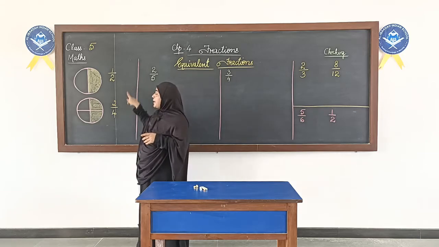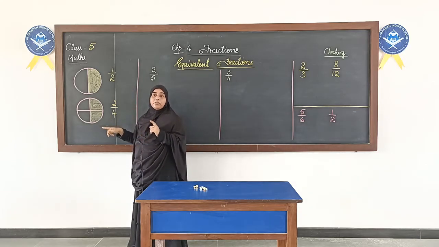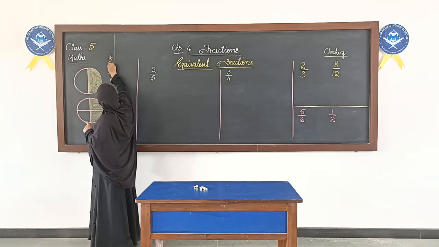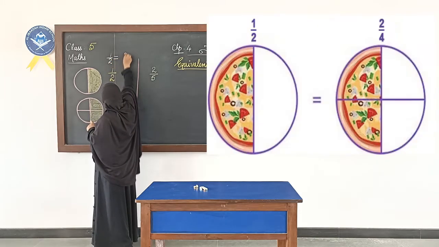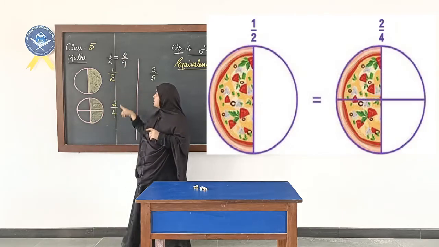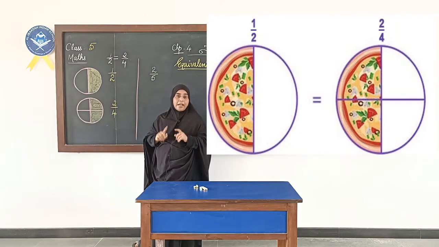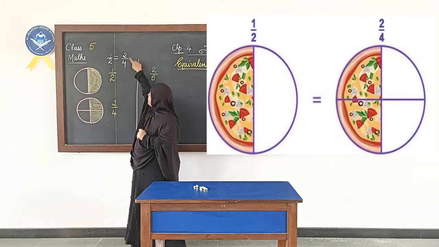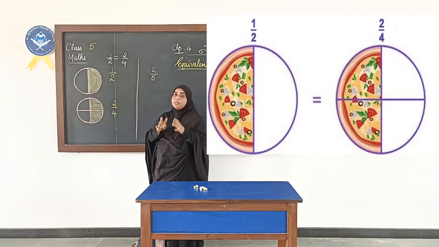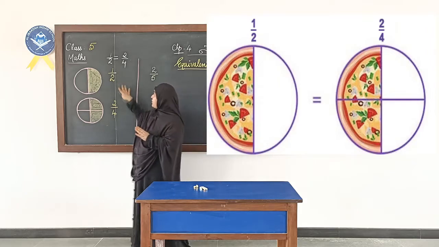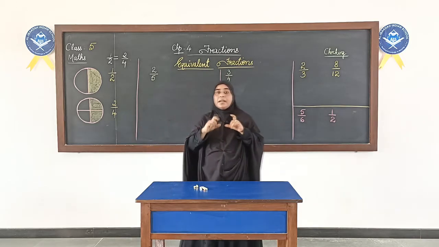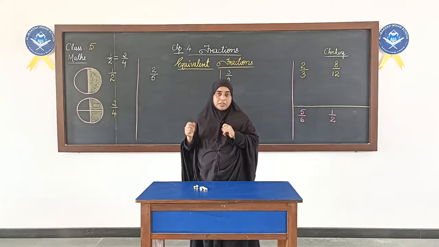These types of fractions are called equivalent fractions. So we can say that 1 by 2 is equal to 2 by 4. Both the fractions are equal in value, though we are using different numbers for numerators and denominators, the quantity is the same. These fractions are called equivalent fractions. So a fraction can have many equivalent fractions.